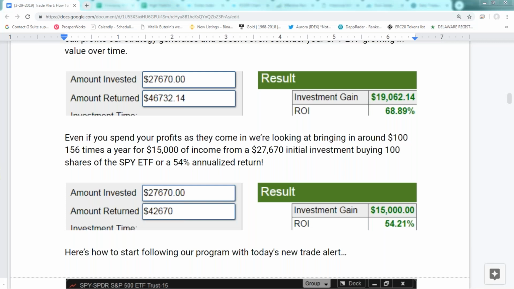The limit order on this is wrong. I made a mistake. You can see on the options.